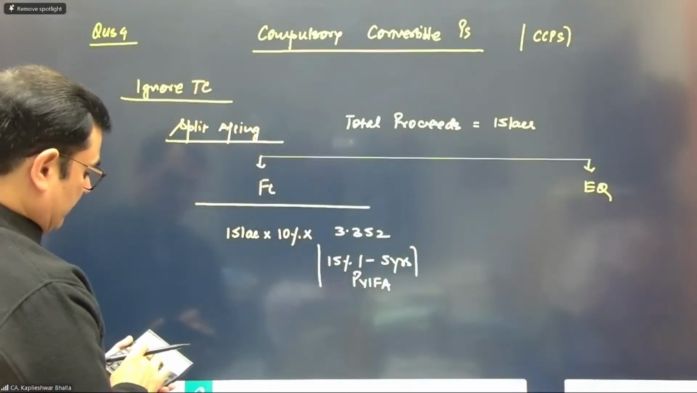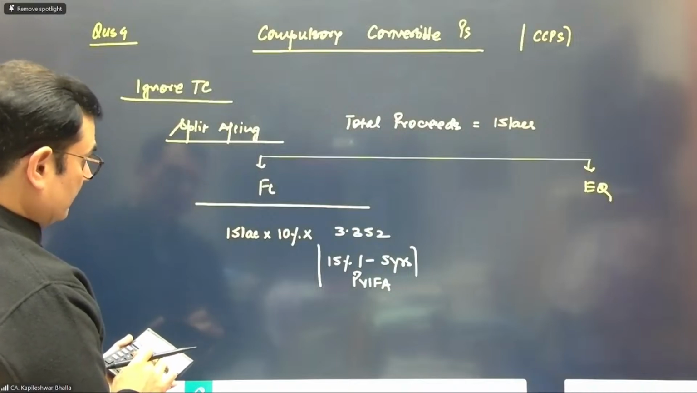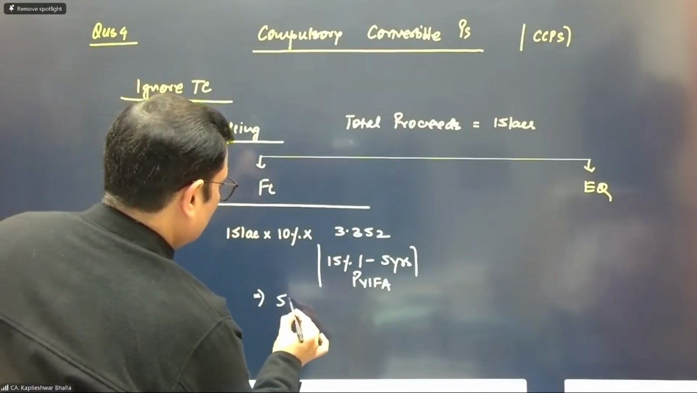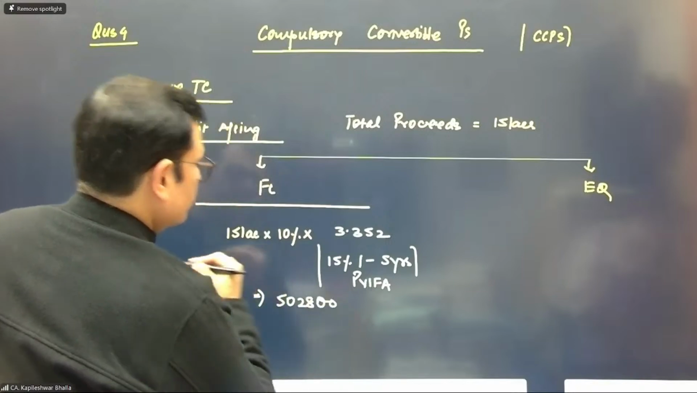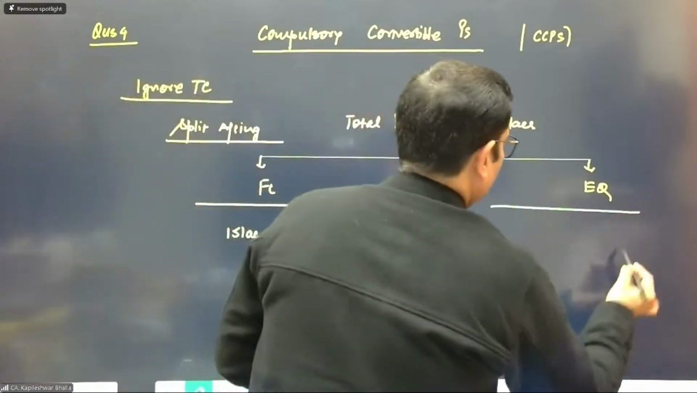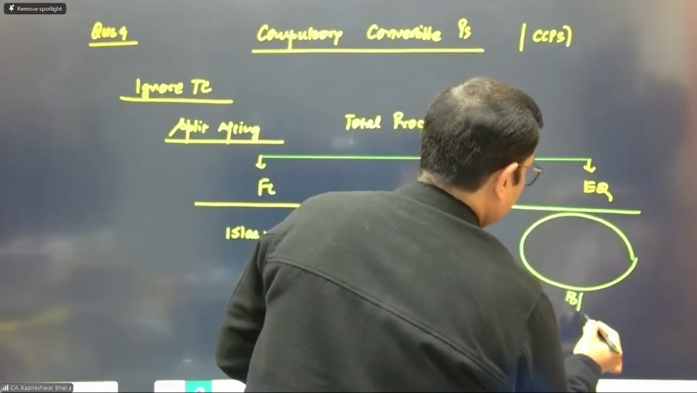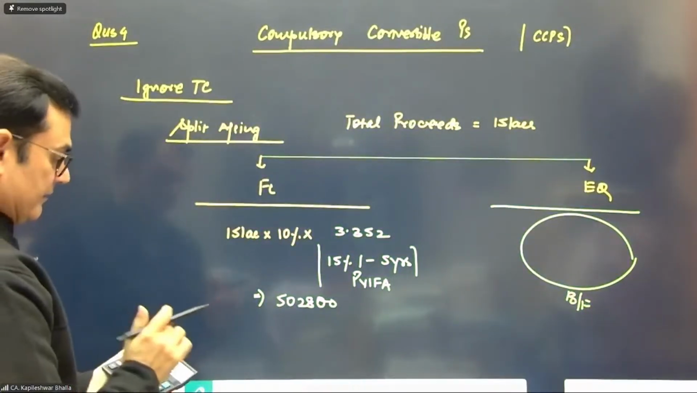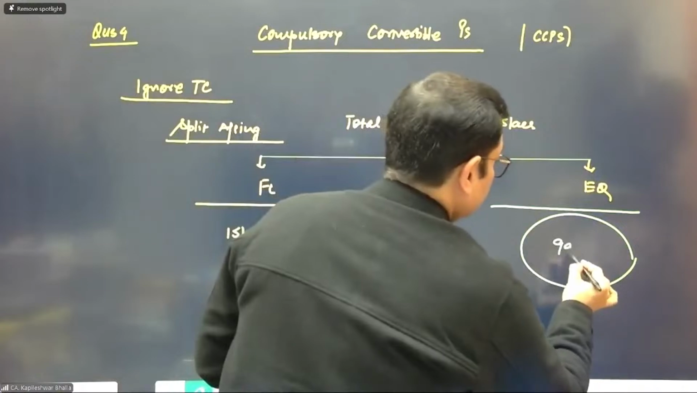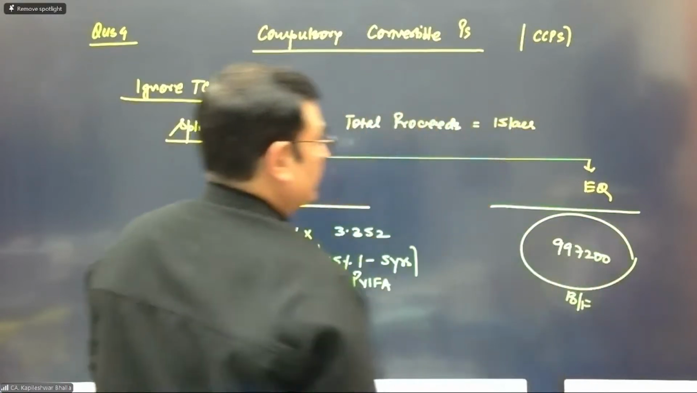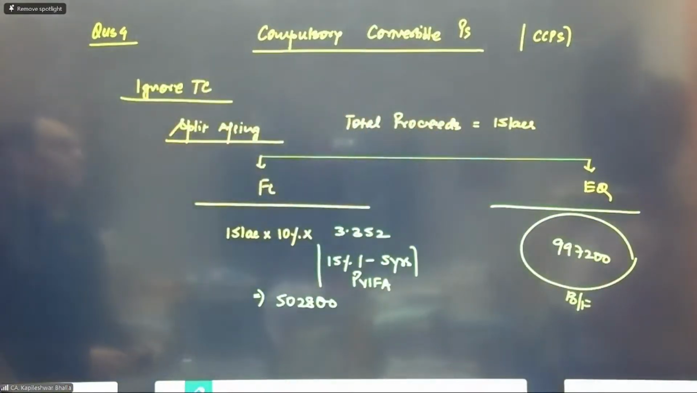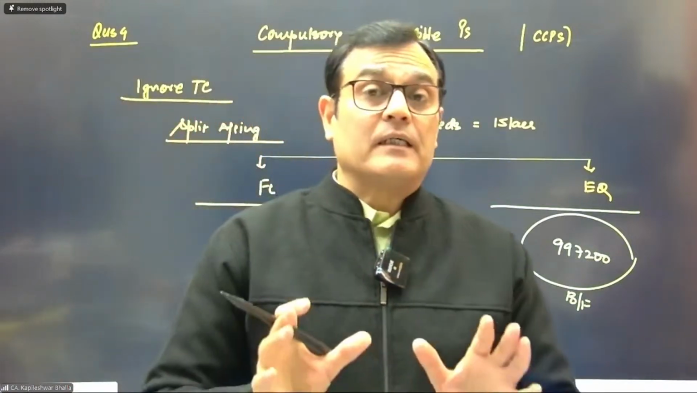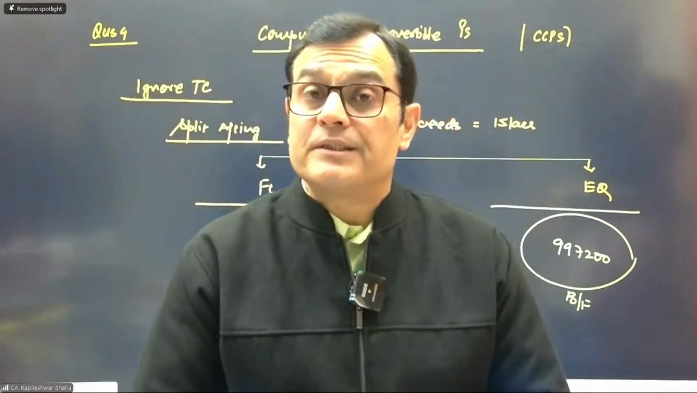Wonderful indeed. So 3.352 into 1,50,000 each year, I think it's coming to 502,800. This is the financial liability. So we'll take the balancing figure, that is the equity component. So out of 15 lakhs, 997,200 becomes the balancing figure, which is supposed to be the equity component of the proceeds.